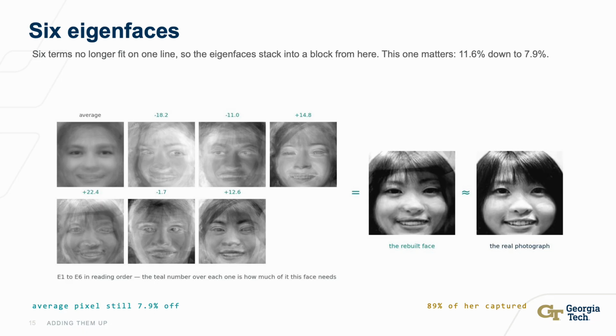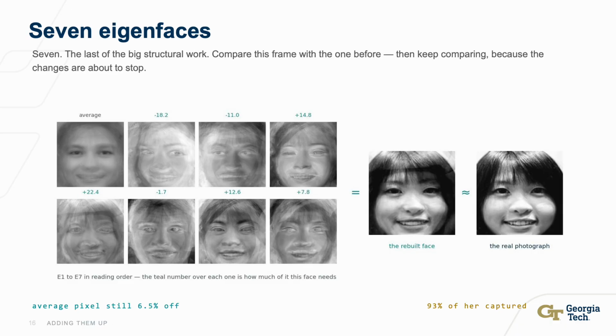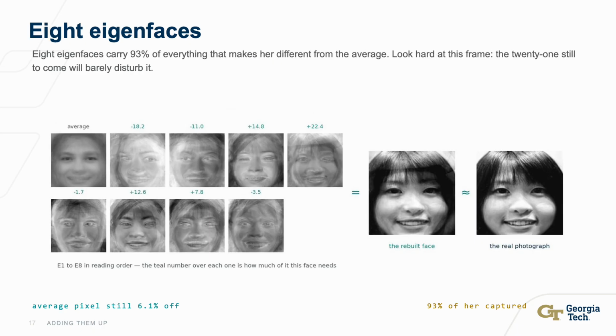11.6 down to 7.9%. The layout changes here too. 6 terms no longer fit on one line, so from now on eigenfaces stack into a block. 7. The last of the big structural work. 8. And I want you to look hard at this frame because it is the one to remember. 8 numbers carry 93% of everything that makes this person different from the average face. 8 numbers out of 16,000.